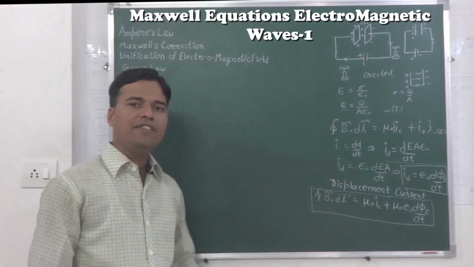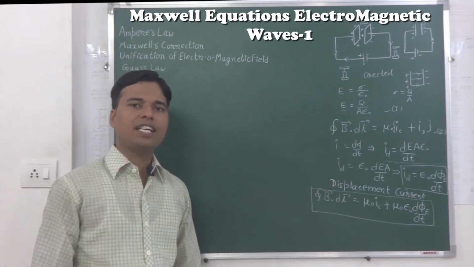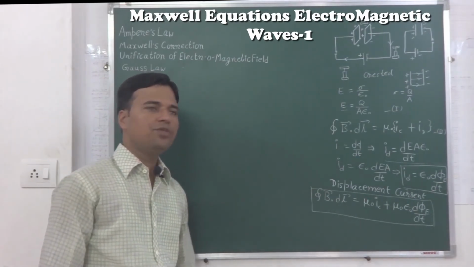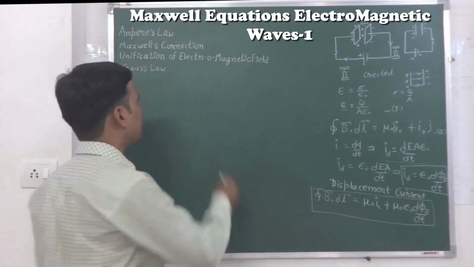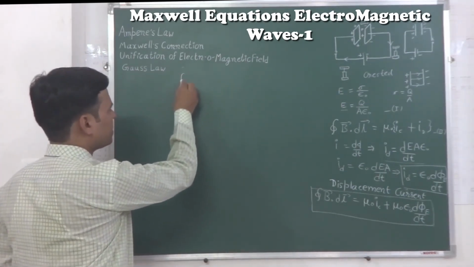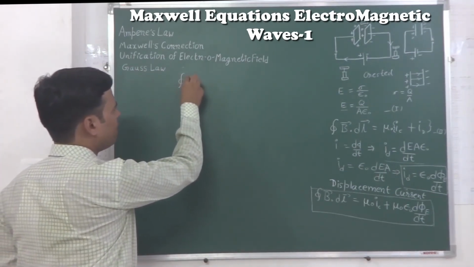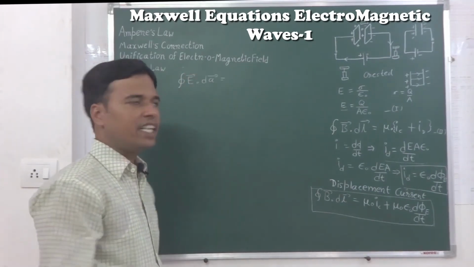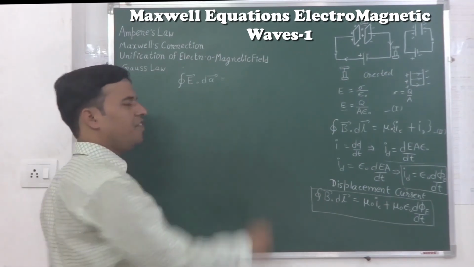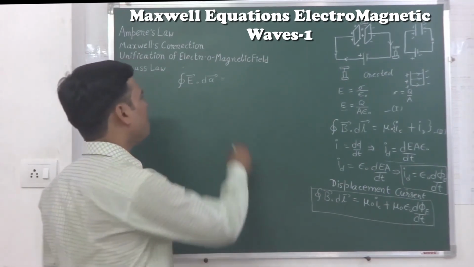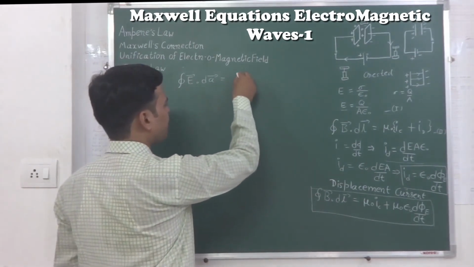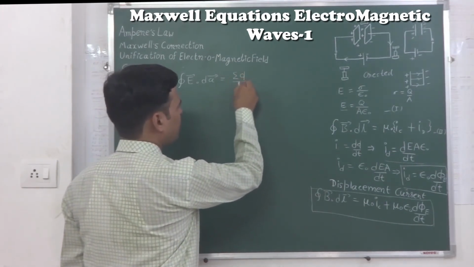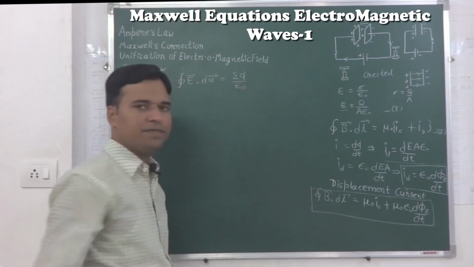Dear students, I will write here Maxwell's equations and try to explain the physical significance of these equations. This is the first equation, which is known as Gauss Law. The integral of E vector dot dA vector, the electric field flux passing through a closed surface, is equal to the total charge enclosed upon epsilon naught.